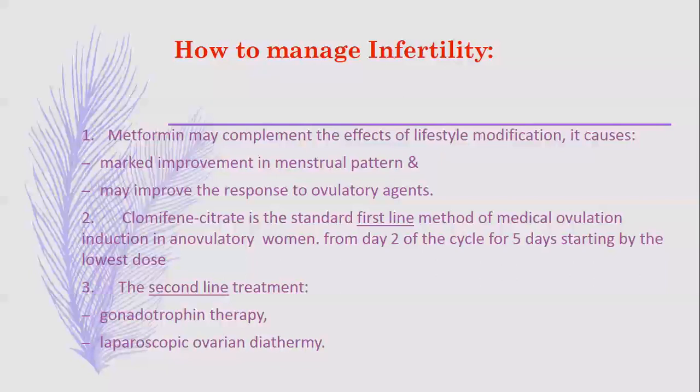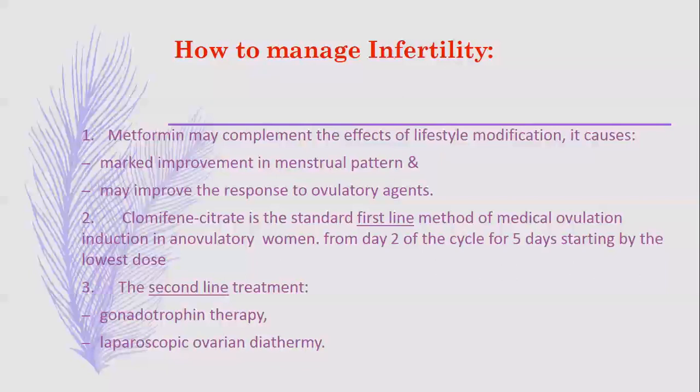How to manage infertility? If the patient presents to you with infertility as her main complaint, metformin may complement the effect of lifestyle modification. When the patient presents with hyperinsulinemia, obesity, and type 2 insulin resistance or diabetes, you can give her metformin initially with lifestyle modification and exercise. This will give much improvement in her menstrual cycle and improve response to ovulatory agents.